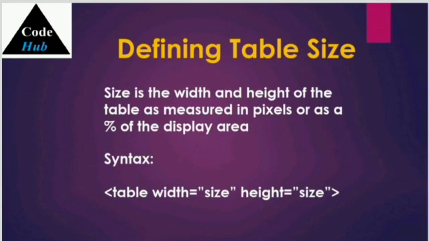Next is defining the table size. The syntax for specifying table size is: table width equals size, height equals size. The size is the width and height of the table as measured in pixels or as a percentage of the displayed area. To create a table whose height is equal to the entire height of the display area, enter the attribute height equals 100%. Remember that some monitors display web pages at a resolution of 640 by 480 pixels.